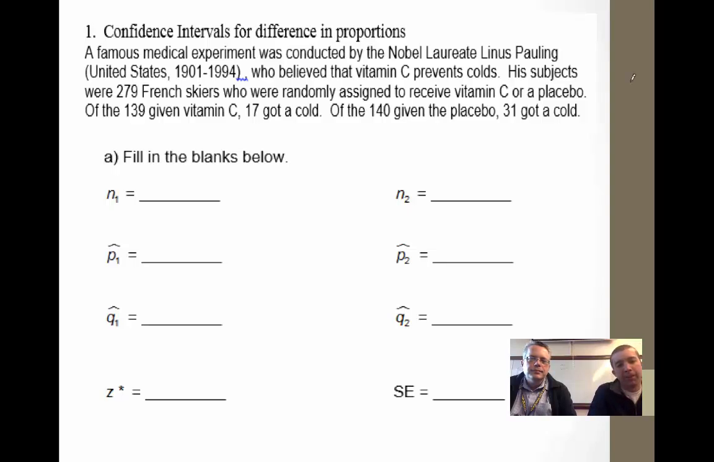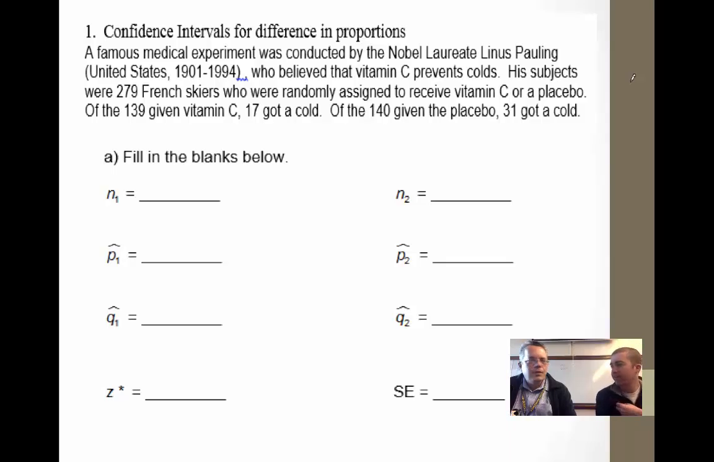So we have confidence intervals. A famous medical experiment was conducted by the Nobel laureate Linus Pauling. He's the vitamin C guy, who believed that vitamin C prevents colds. His subjects were 279 French skiers who were randomly assigned to receive vitamin C or a placebo. Why French skiers? I don't know, maybe because they're up in the mountains where it's cold. Of the 139 given vitamin C, 17 got a cold. Of the 140 given the placebo, 31 got a cold.